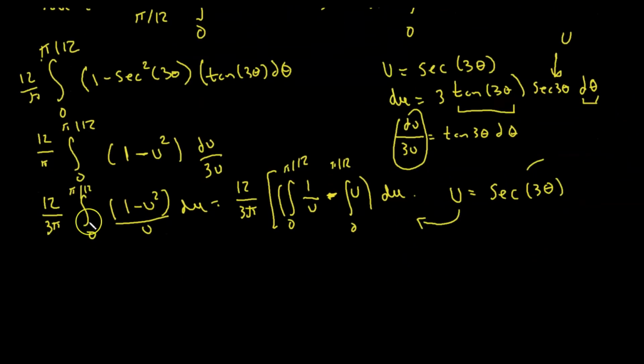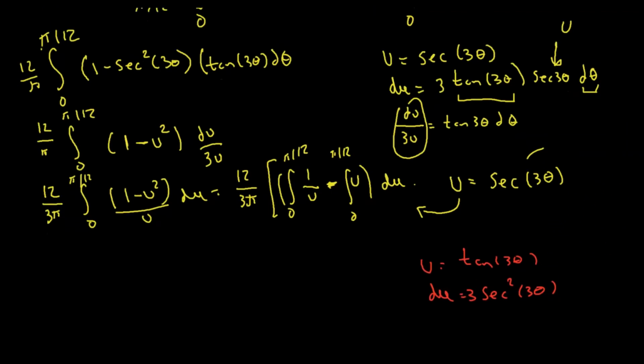I just want to note that at the original start of the problem, we could have chosen that our u was going to be tan 3 theta. Then our du would have been 3 secant squared 3 theta. It would have resulted in the same answer. I encourage you to double check that if you want. So let's move on to the next question.